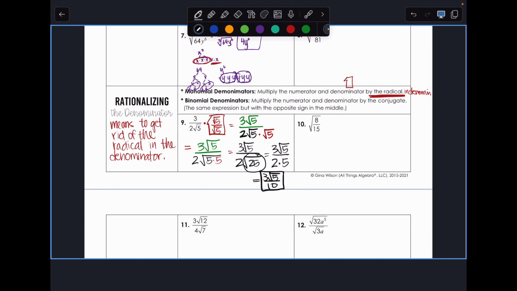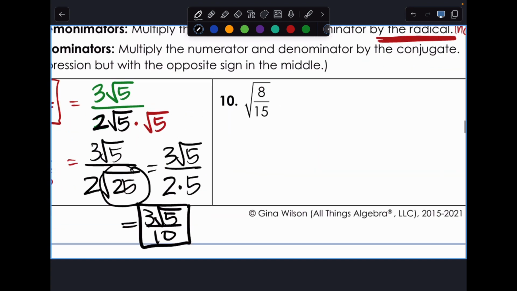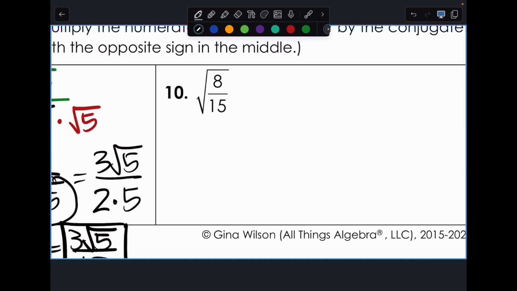All right. Here we go. Moving on. Number 10. Can I simplify 8 over 15? No common factors to simplify, so we're going to separate it out. Rad 8 over rad 15. Then what should I use to rationalize that rad 15? Meaning get rid of the square root sign.